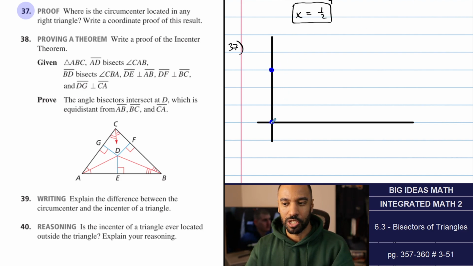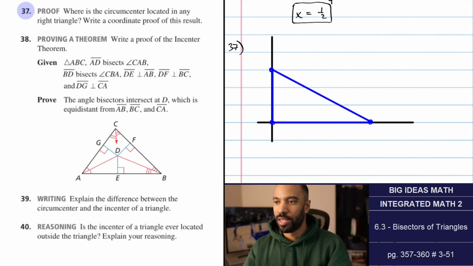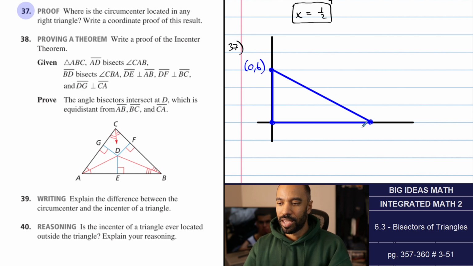I'm going to make, because it is a right triangle, the right angle at the origin like that, and I'm going to draw a right triangle as such. I'm going to make up some ordered pairs here. So here is my right triangle, and this is at 0, comma b, and this is at a, comma 0, and this would be at 0, comma 0.